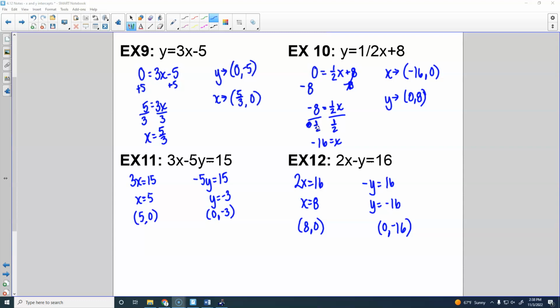Wait, how'd you get 5/3 for 9? You're plugging in 0 for your y, and so you'll have 3x minus 5. You're going to add the 5 over to this side. That'll give you 5 equals 3x, and then you divide by that 3.